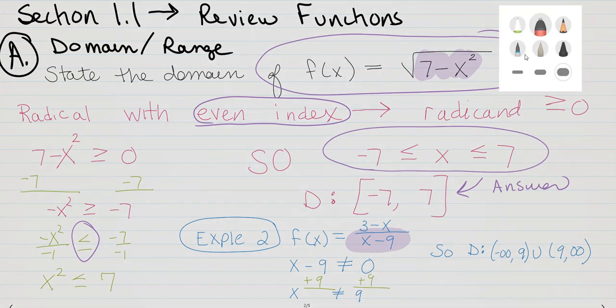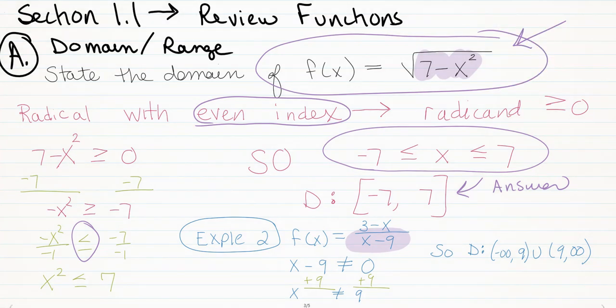So for this example, we would get that the domain is anything such that x minus 9 is not 0. If I solved this for x, I'd add 9 to both sides, and I'd get that x can't equal 9. In interval notation, I'd write negative infinity to 9, union 9 to infinity.